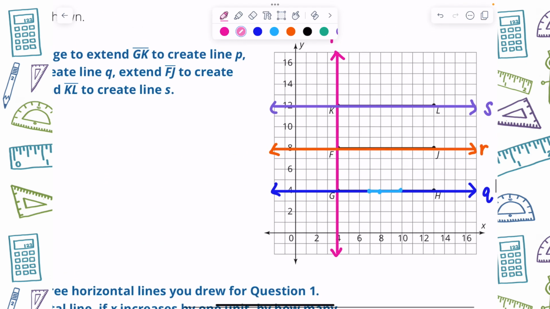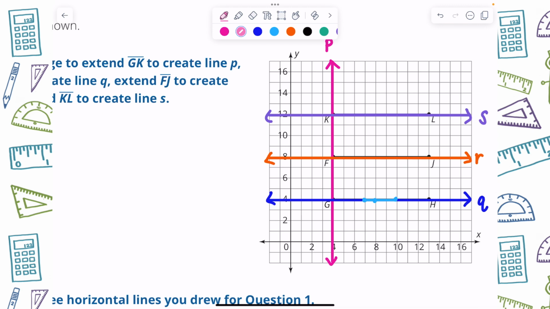If we look at a point on line P, let's just pick this one. And let's say we increase the y value by 1. So this point has a y value of 1, right? Because it's the point 4, 1. So if we increase the y value by 1, it would become this point here, which would be 4, 2.